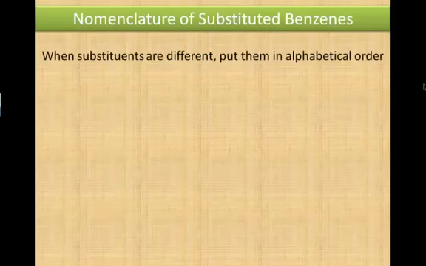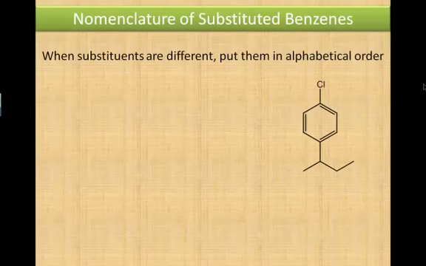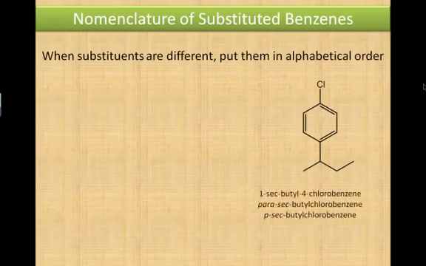In the last examples that we saw, the substituents were identical, but sometimes your substituents are different, and when they are different, just like we did before when we were naming cycloalkanes, you're going to put those substituents in alphabetical order. Think about this compound for a minute. What would you call this? Well, we've got a chloro group, and we have a sec-butyl. Remember that we're going to alphabetize them, and when we alphabetize, we never alphabetize the sec. So we're going to alphabetize according to the butyl group.